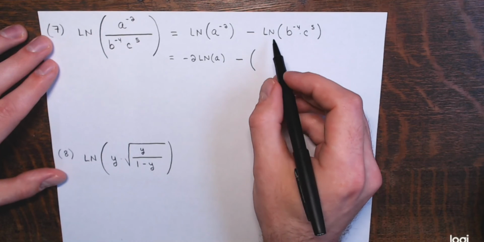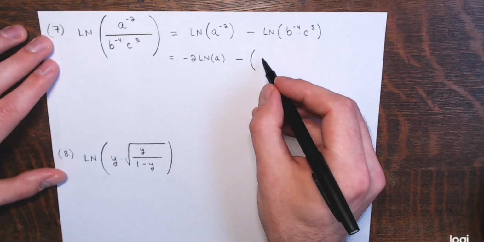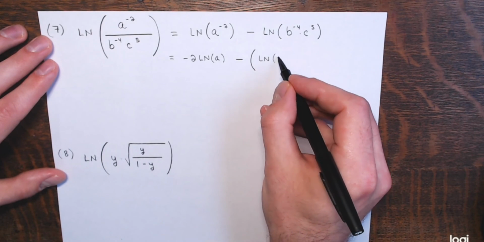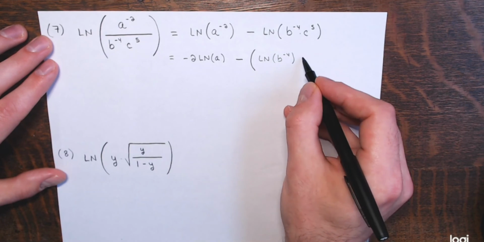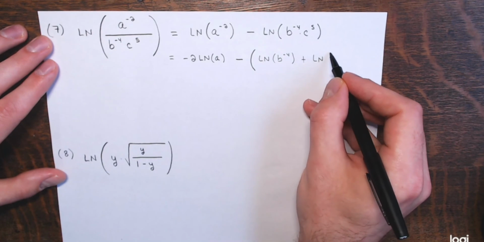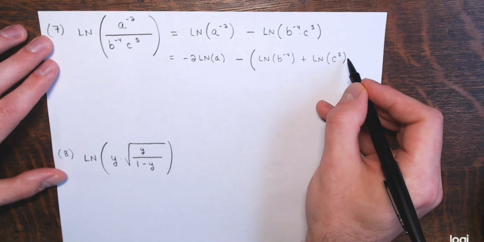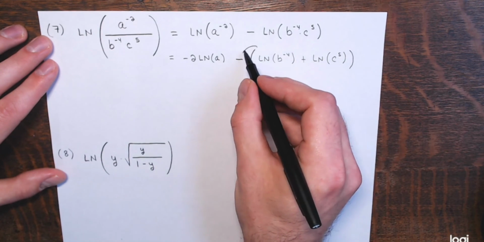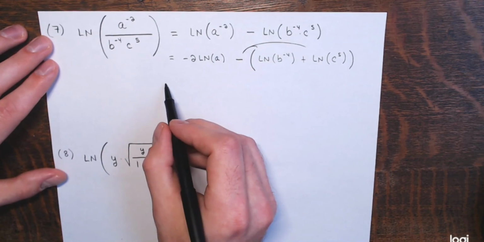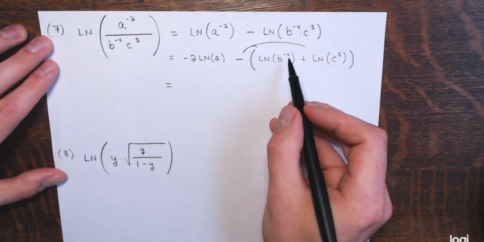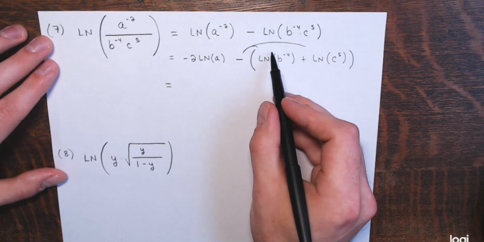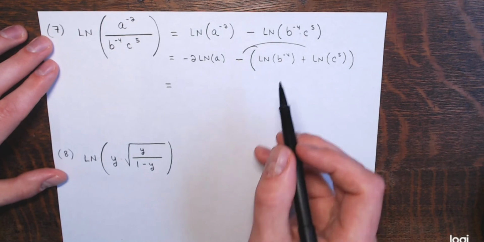Here I have the natural log of a product. Right, the natural log of b to the negative fourth plus the natural log of c to the fifth, and then we'll distribute this negative. So on the final line, I'm applying the power rule to these, pulling the negative 4 out, pulling the 5 out, and then of course distributing the negative.